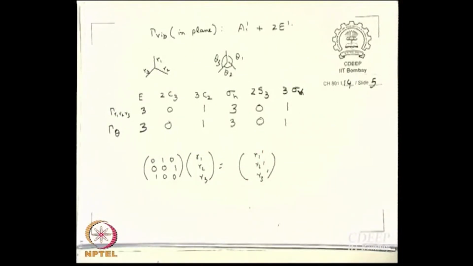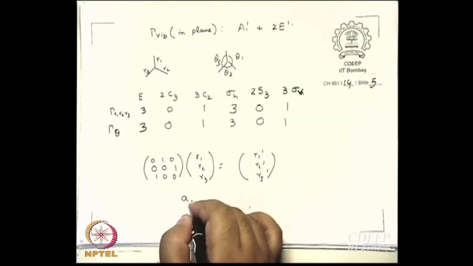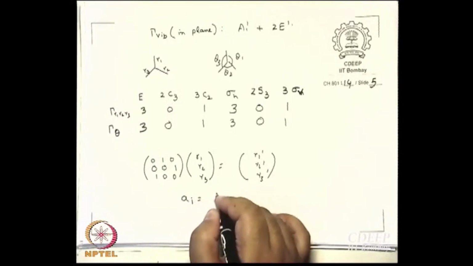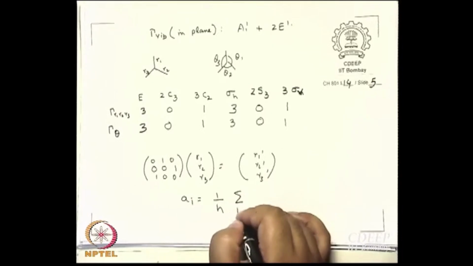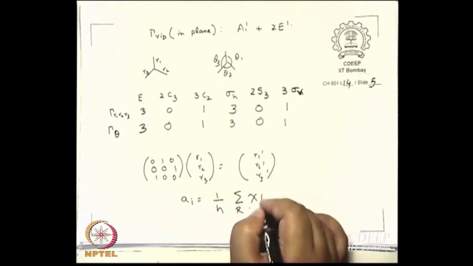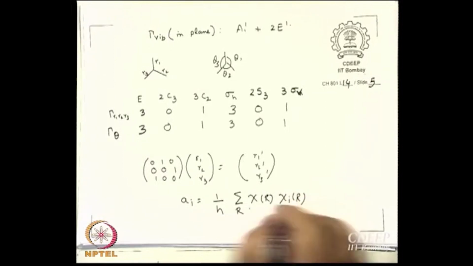So now what is the next step? I have to break these reducible representations down into constituent irreducible representations. How will I do it? a_i, what did I say? a_i equals 1 by h, sum over R, chi of R, chi i of R, very good.